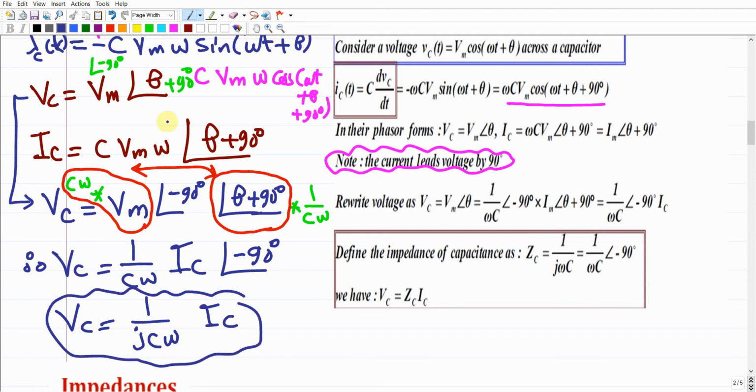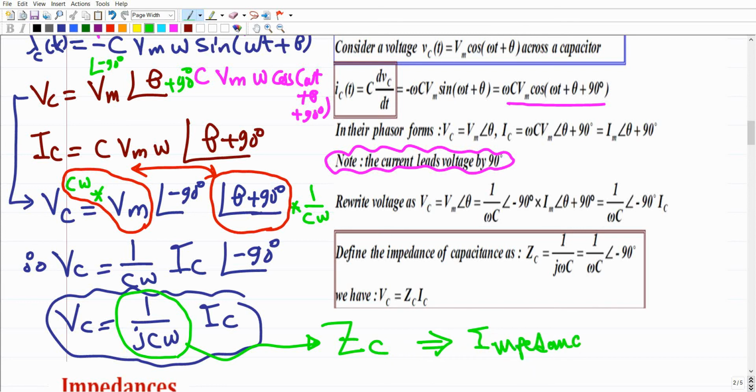So this is also a very similar form to the conventional Ohm's law, and this is going to be a constant value. This constant, we're going to call ZC, and this is the impedance for the capacitor. So the impedance of the capacitance, we proved that it is 1 over J omega C, and with this impedance, we are already converting the conventional capacitor into an equivalent resistor.